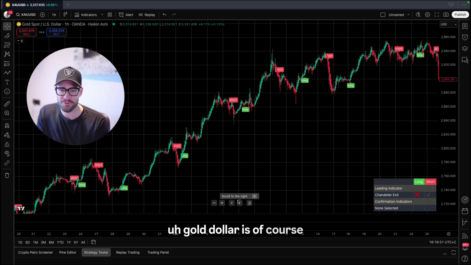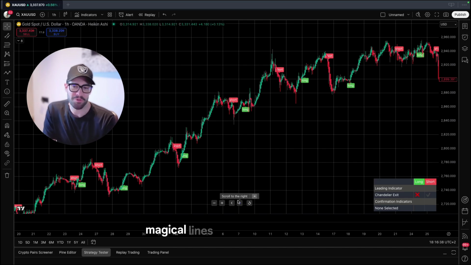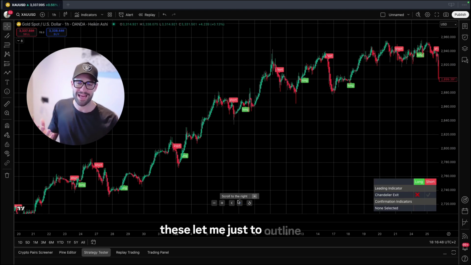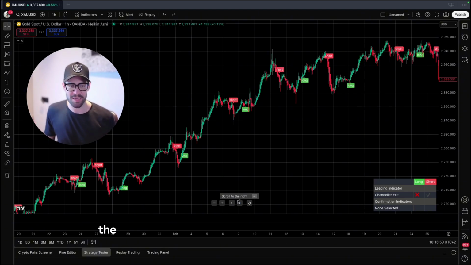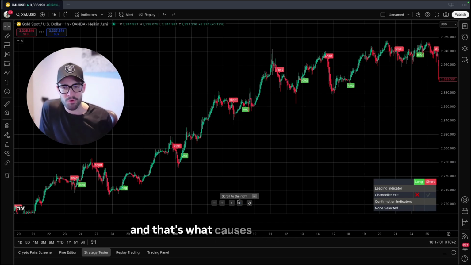Gold dollar is of course extremely reactive to all support and resistance levels, and these are not just theoretical magical lines that we just made up. They actually have a substantial part to play in every single trade. The market doesn't just respond to random limits. Let me outline it: the biggest players in the market, the people who put the most money into the market, are not retail traders like me and you. They're big institutions and big banks, and they flood the market with billions every single day. And that's what causes these big moves.